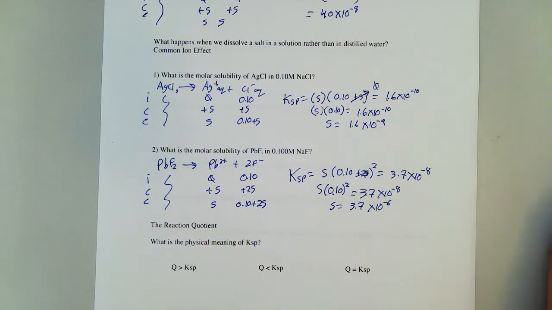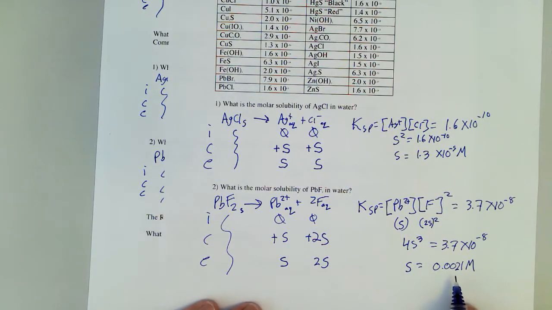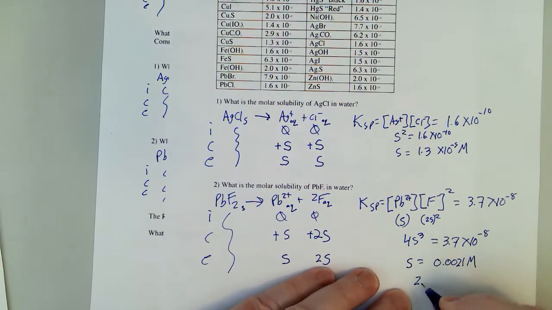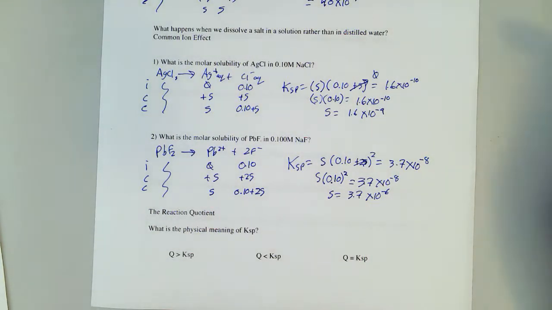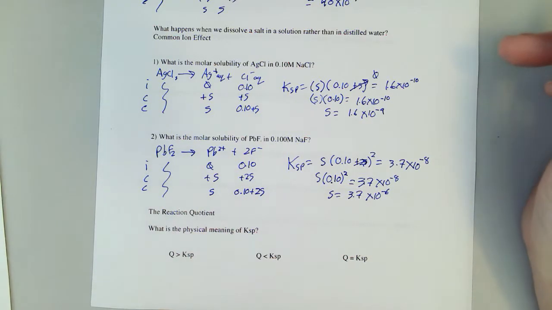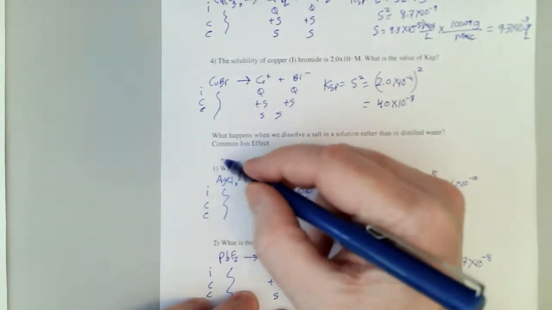Now, to compare back, when it was just in distilled water, it was 2.1 times 10 to the negative 3rd. So this is really 1,000 times less soluble again because of Le Chatelier's principle and that common ion. This is the common ion effect.